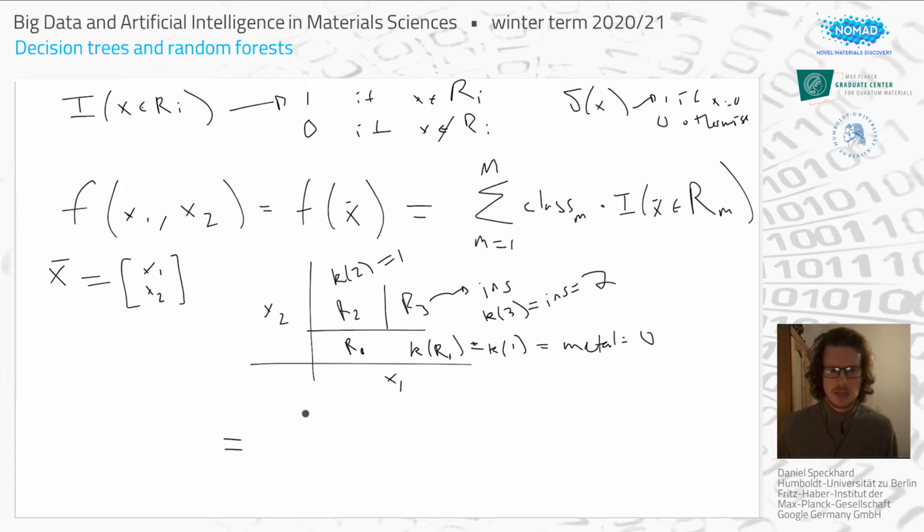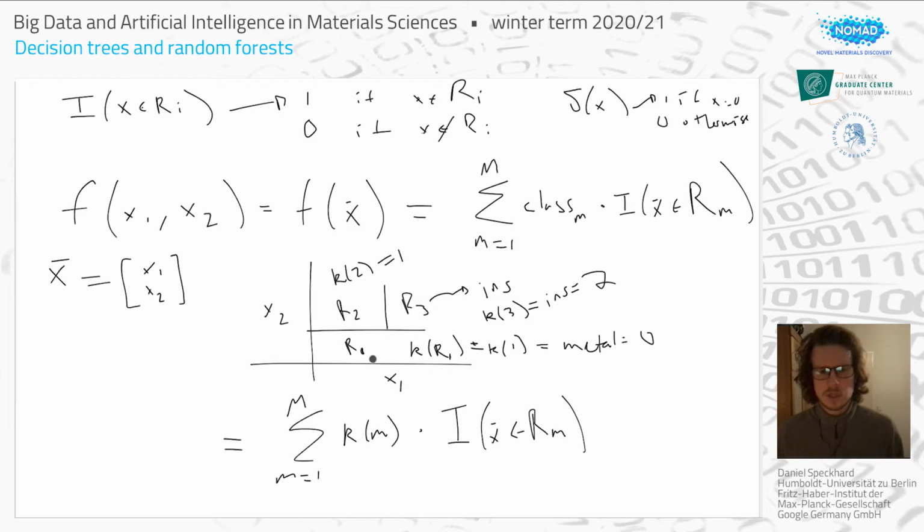So let's get rid of this class here. We can actually say it's equal to a sum over m equals 1 to big M, and we'll have K of M here now. So this will be either 0, 1, or 2. That'll be our prediction, an encoding, times this indicator function. This indicator function, again, is only 1 when this x bar belongs to this region M. So x bar can only belong to one of these regions, either region 1, region 2, or region 3. If it belongs to region 1, then this answer will just be K of 1. If it belongs to region 2, then the answer will be K of 2. So very simply, it just assigns a class label to each region.